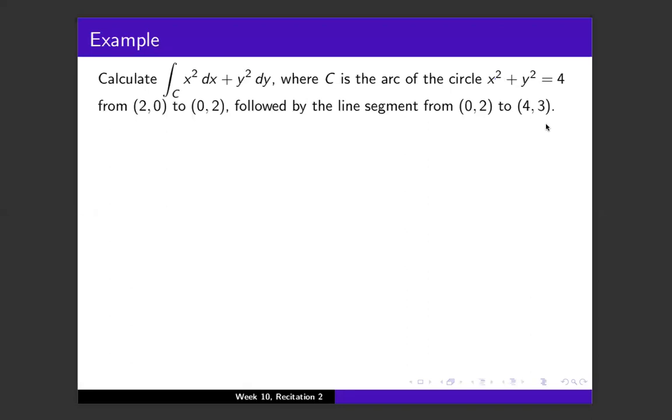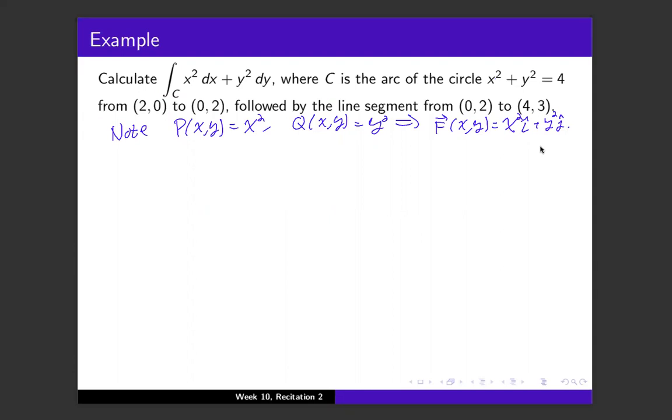All right, let's do this other example. Here we have another one of these. It's a vector field integral in disguise. In this case, P(x,y) equals x squared, and Q(x,y) equals y squared. So really we're working with the vector field F(x,y) equals x squared i plus y squared j. That's a legitimate vector field.